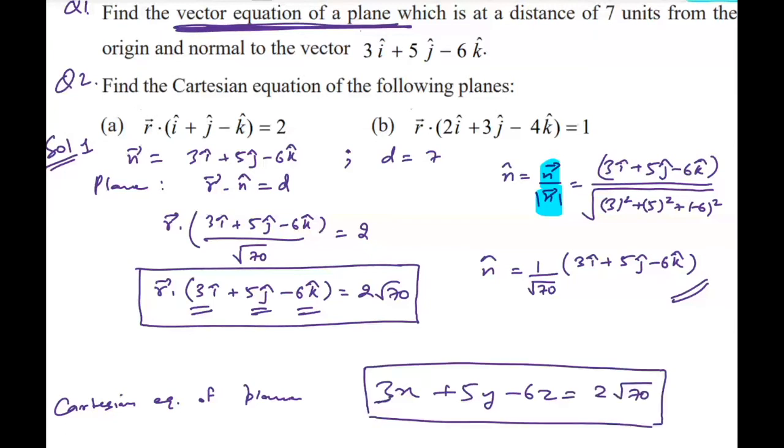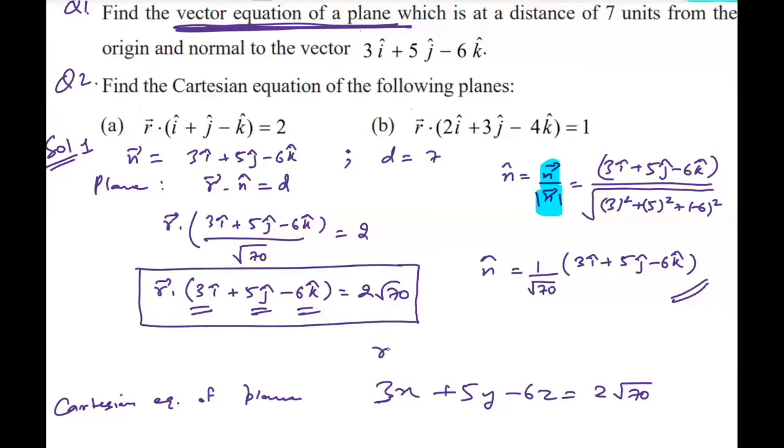We know how to convert vector form into Cartesian form. Similarly, you can see how to convert Cartesian into vector form. This is Cartesian form, which is nothing but 3x plus 5y minus 6z equals to 2 root 70. If we have to write this in vector form, what do we do?